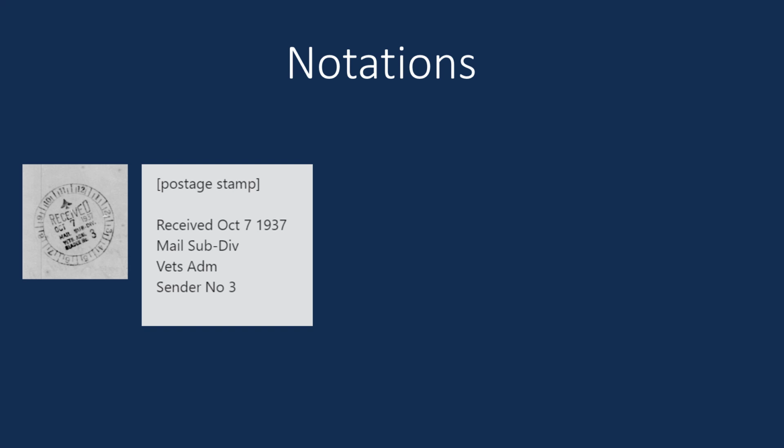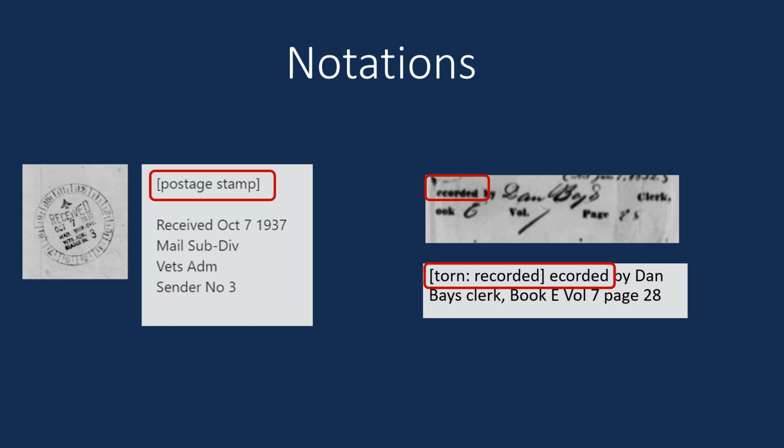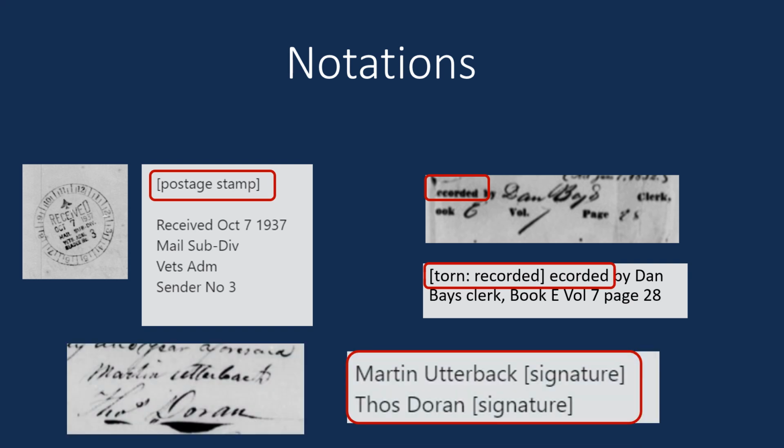If you would like to make a notation about something you see in the record, type your comments in square brackets. The first example is of a postage stamp. In the second one, the page was torn. I could tell the word was recorded even though I couldn't see the R, so I put recorded in the square brackets. And the last example is using the notation of signature in square brackets, signifying that these were handwritten signatures of the people.